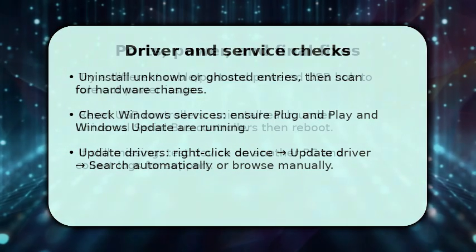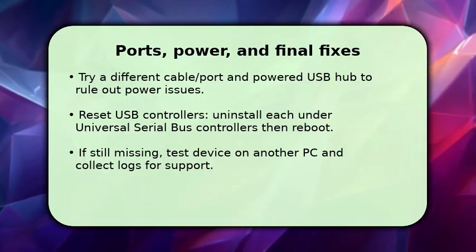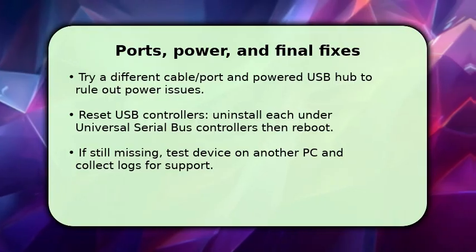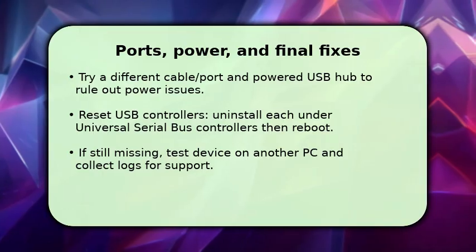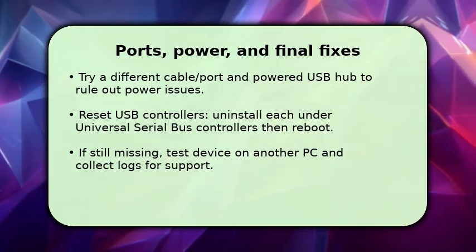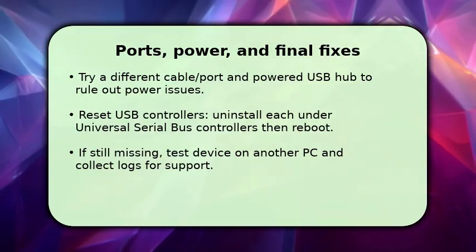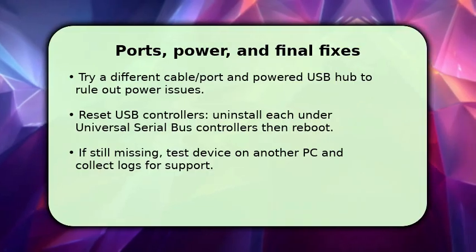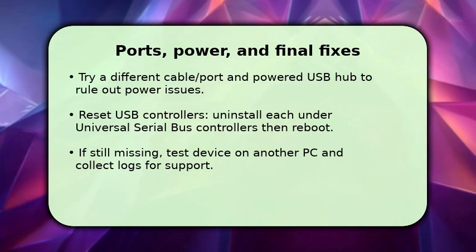Finish by eliminating hardware and power causes. Swap cables, switch ports, or use a powered USB hub because insufficient power often prevents enumeration. If problems persist, reset USB controllers by uninstalling each entry under Universal Serial Bus Controllers and then rebooting so Windows redetects them. Make sure to test the portable device on a second PC to determine if the fault is host or device side. Troubleshooting tip.